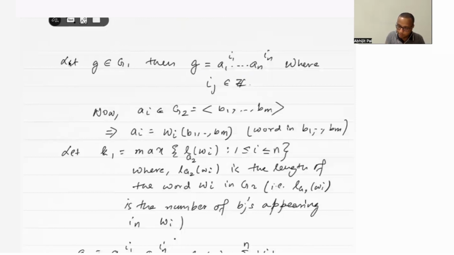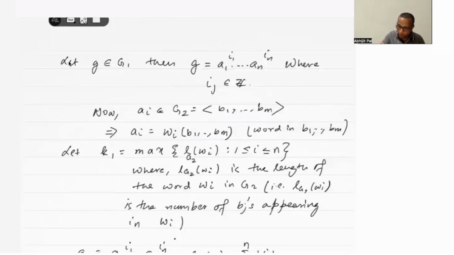Okay, so now also observe that this Ai also belongs to G2. So G1 and G2 are both the same. Here G2 is generated by the elements B1, ..., BM. So this Ai belongs to the group G2. Therefore this Ai will be a word in B1, ..., BM. Okay. So now let us take the length of this word Wi in G2.